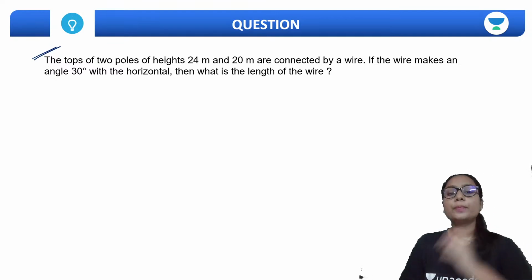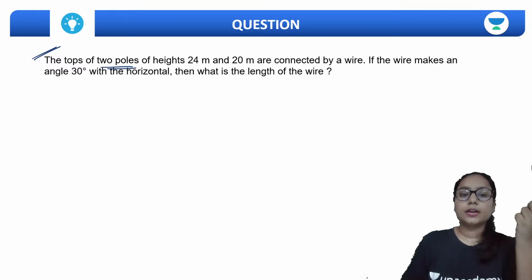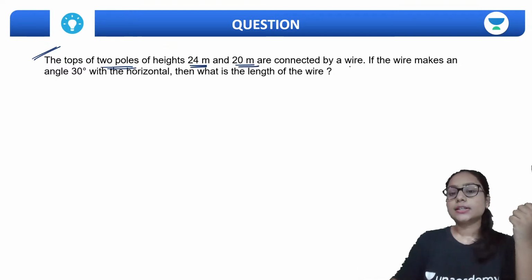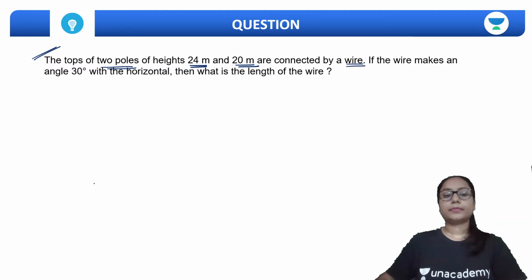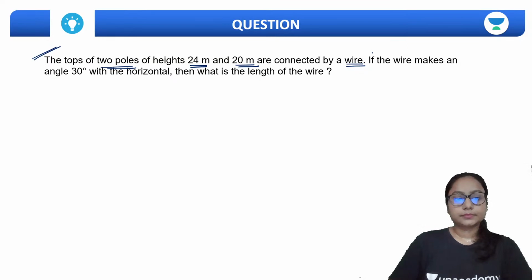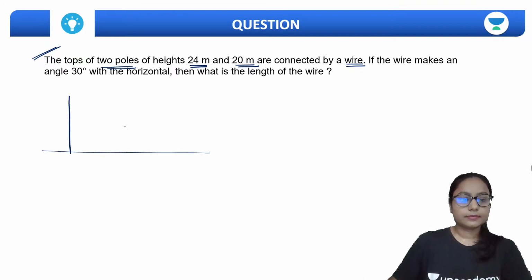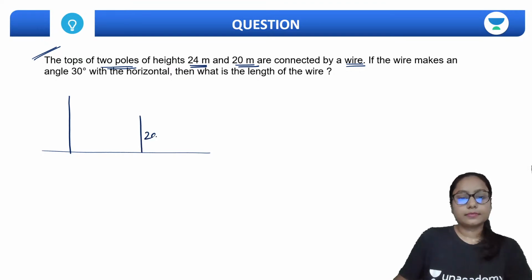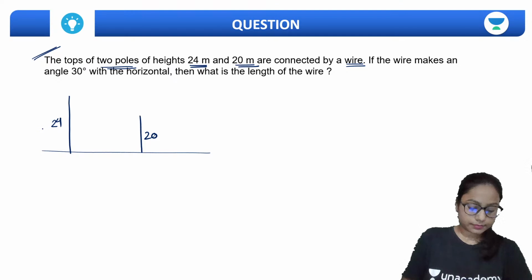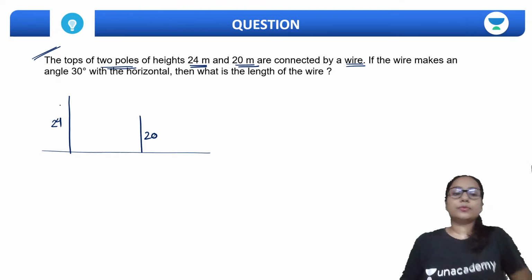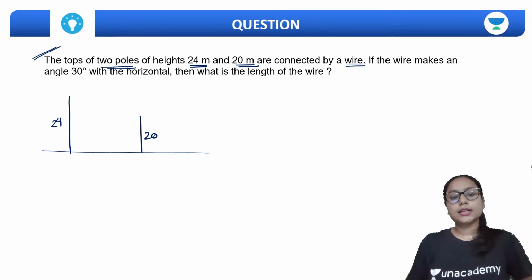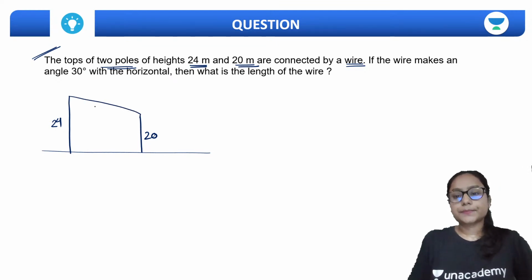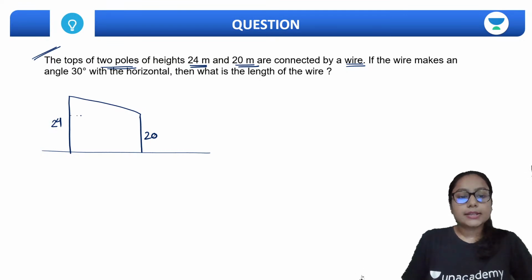The tops of two poles. So we have two poles here of height 24 meters and 20 meters connected by a wire. So you have two poles, one of height 24, one of height 20 meters. The tops of both are connected by a wire. Now this wire makes a 30-degree angle with the horizontal. This angle is 30 degrees.